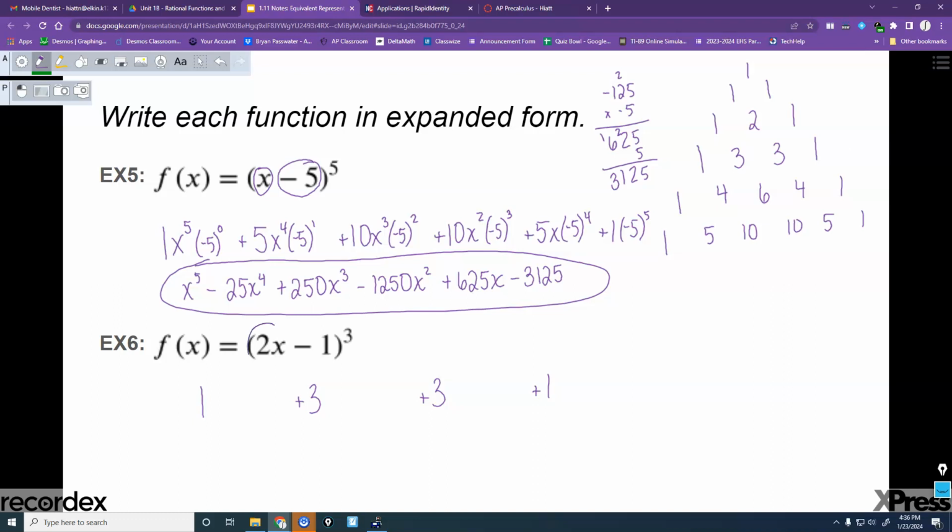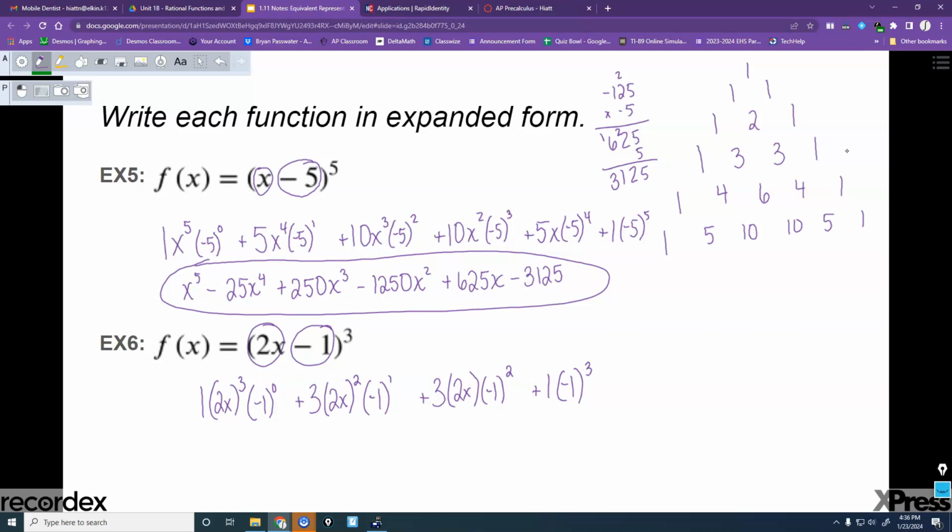My 2x right here is going to go in descending order. So I have 2x to the 3rd, 2x squared, 2x to the first power, and then 2x to the 0, you've got no 2x's at all there. And then I'm taking this negative 1 right here. I won't have any with the first term. If you want, you can put negative 1 to the 0, but you don't have to. Negative 1 to the first power, negative 1 to the second power, and negative 1 to the third power.